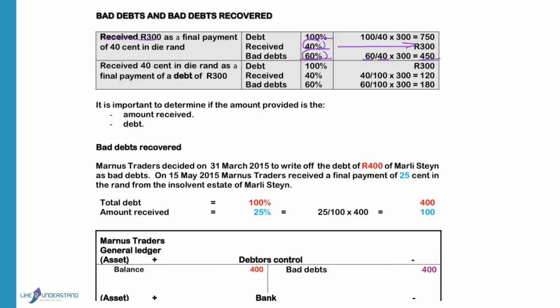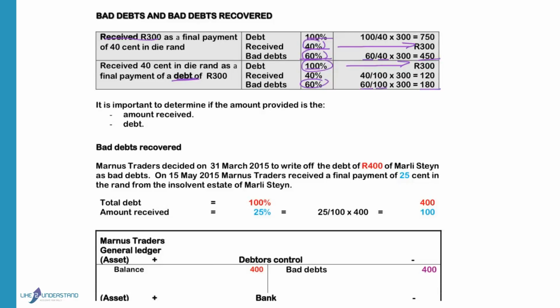Receive 40 cents in the rand as a final payment of a debt of 300. So now the debt is given and the total debt is 100%, and that equals 300 rand. If we want to calculate the bad debts, the one that we want, 60, over the one that we know, 100, times 300, and that will give us 180 rand.